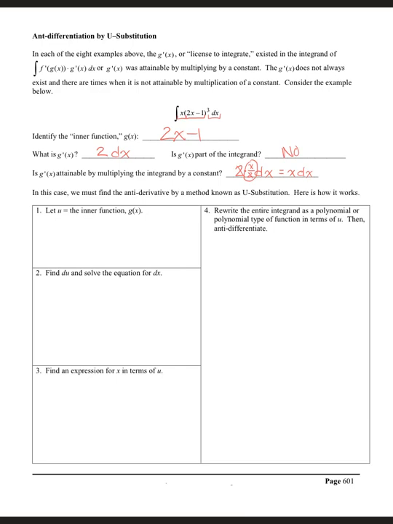So in this case, we must find the antiderivative by a method known as U substitution. So they call it different than, this is like U substitution on steroids, okay? So you're just going to follow these steps. So let U equal the inner function g of x. Okay, so U is going to equal 2x minus 1. Find du and solve the equation for dx. Okay, so du is going to be 2 dx. To solve for dx, we divide by 2. So I get 1/2 du is equal to dx.